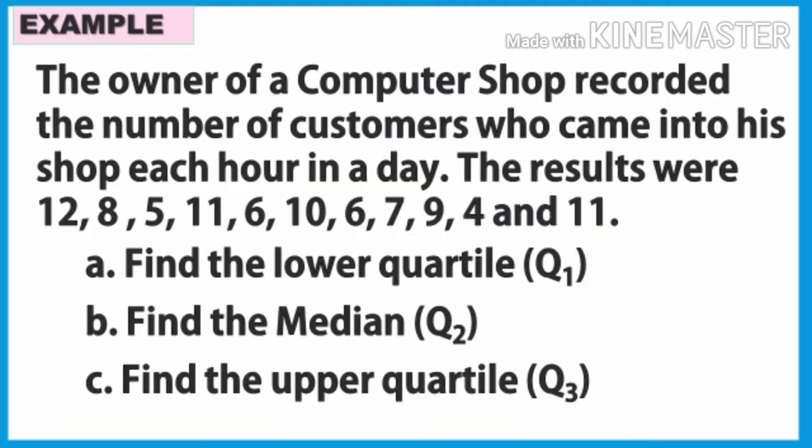Okay, so magbibigay ako ng problem. So this is the problem. The owner of a computer shop recorded the number of customers who came into his shop each hour in a day. The results were 12, 8, 5, 11, 6, 10, 6, 7, 9, 4, and 11. Okay, so the first one is find the lower quartile or first quartile. Letter B, find the median or the second quartile. And letter C, find the third quartile or upper quartile.